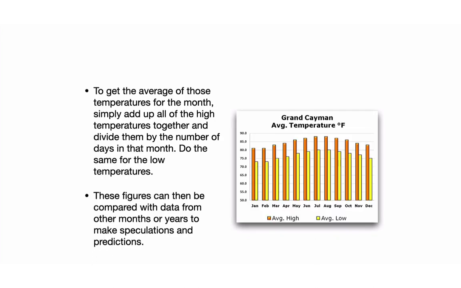To get the average of those temperatures for the month, simply add up all of the high temperatures together and divide them by the number of days in that month. Do the same for the low temperatures. These figures can then be compared with data from other months or years to make speculations and predictions.